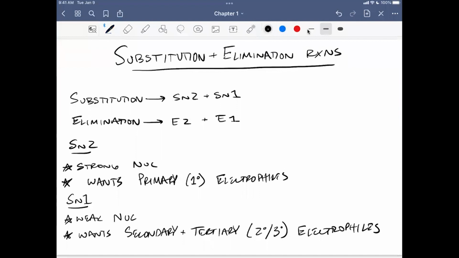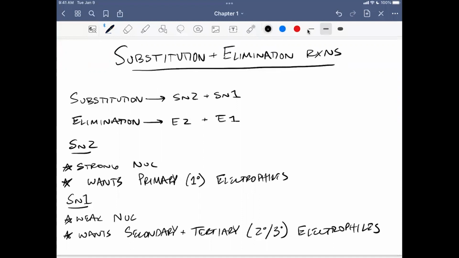This video is getting into substitution and elimination reactions. This is chapter 10 in the book I'm looking at. So SN1, SN2, E1, E2, differentiating between all of those and deciding which one is the right one to take in synthesis problems is what this video is about.